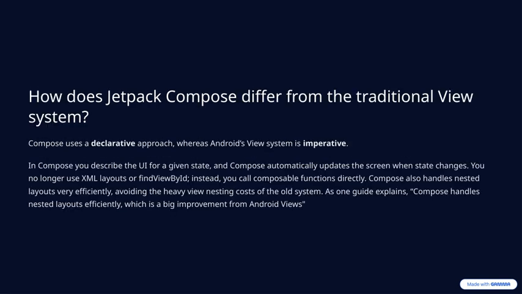So let's talk about how Jetpack Compose differs from the traditional view system. The key difference is that Compose uses a declarative approach, while the old system is imperative. In simple terms, with Compose, you describe what the UI should look like for a given state, and it takes care of updating the screen automatically whenever that state changes. This means you no longer need to work with XML layouts or call findViewById, which were the common practices before. Instead, you just call composable functions directly to build your UI.